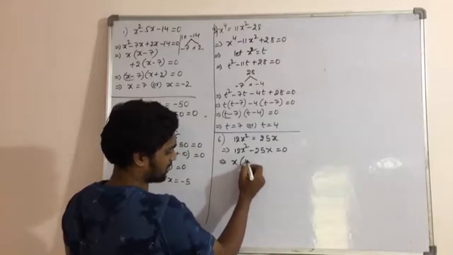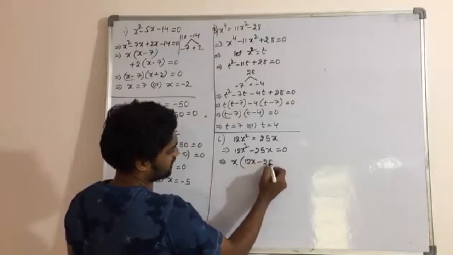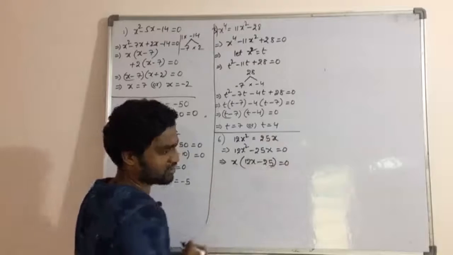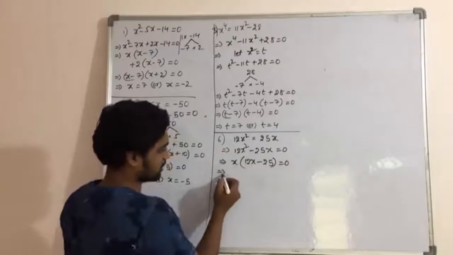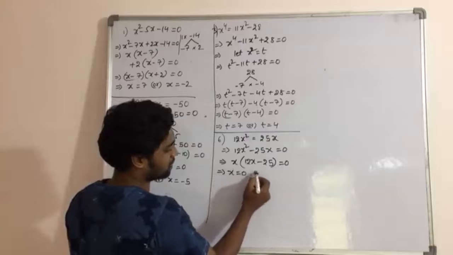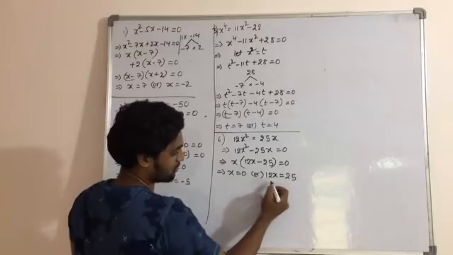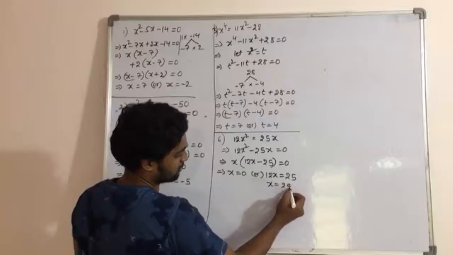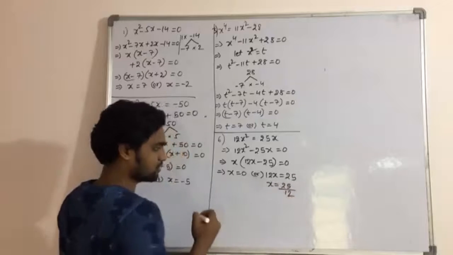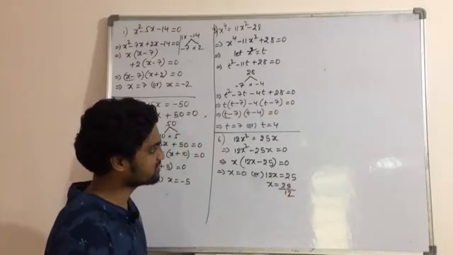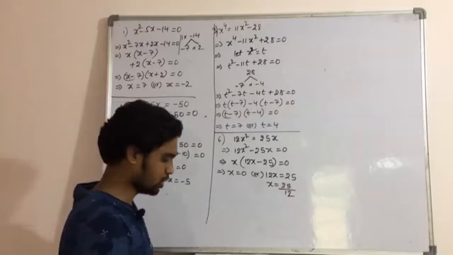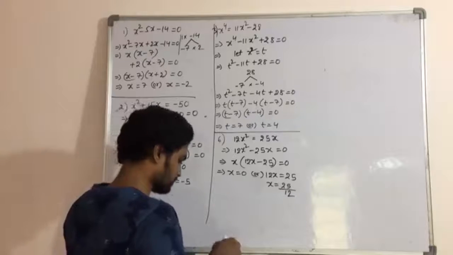Now, if you take x common, I get x(12x minus 25) is equal to 0. Now x is equal to 0 or 12x is equal to 25. So x is equal to 0, that I already got. Another answer would be x is equal to 25 by 12.